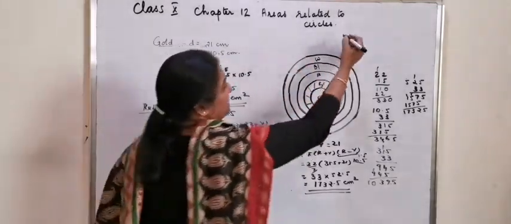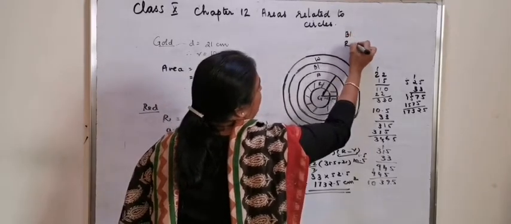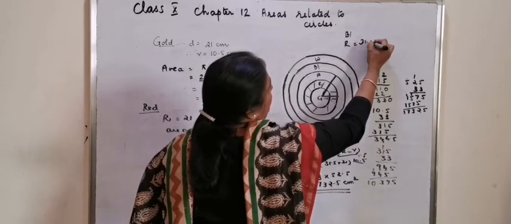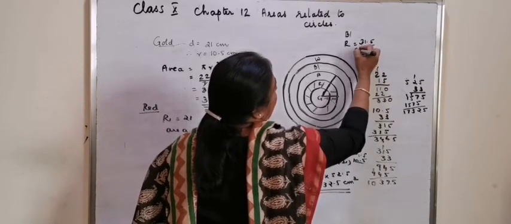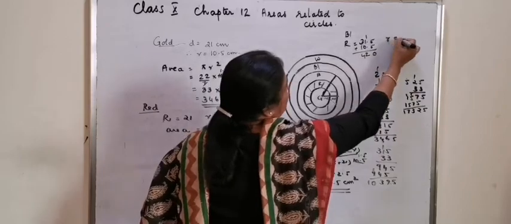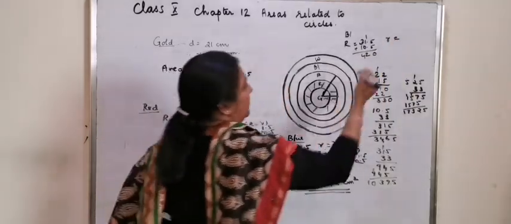For the black region, capital R will be 31.5 plus 10.5, which is 42, and small r will be 31.5.